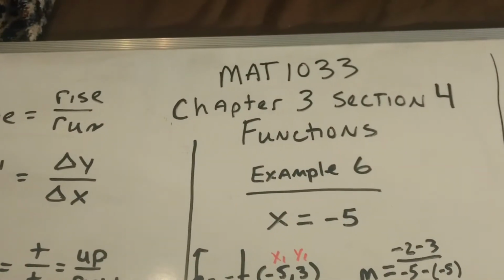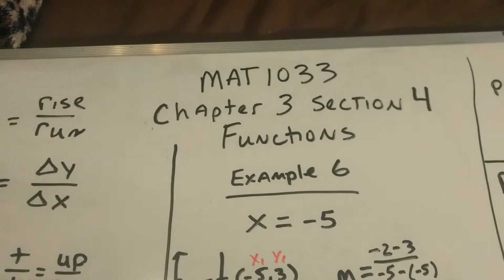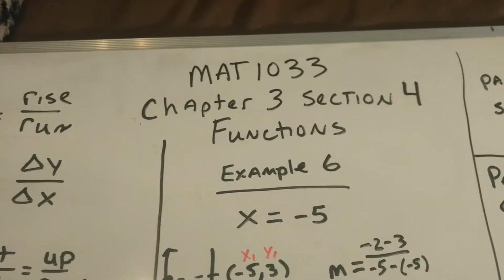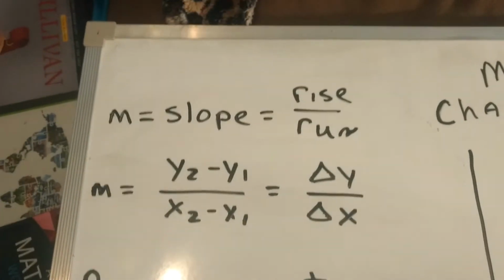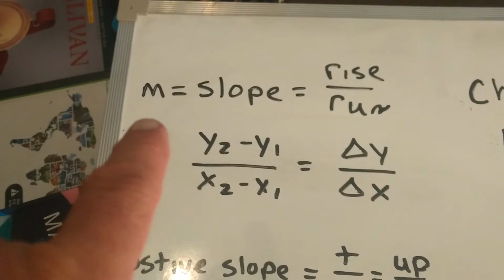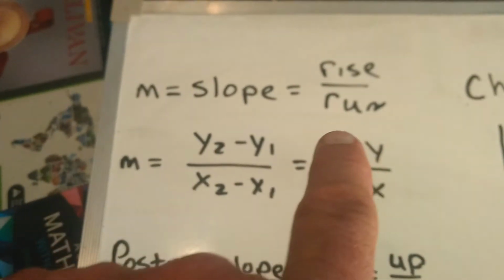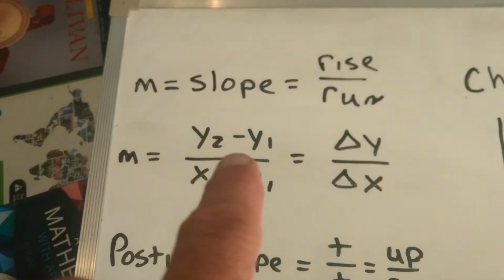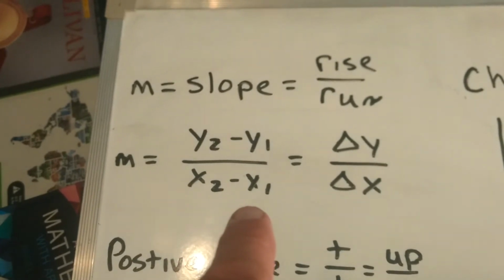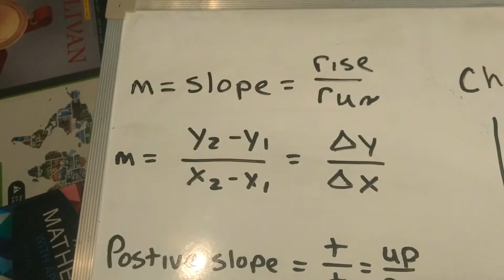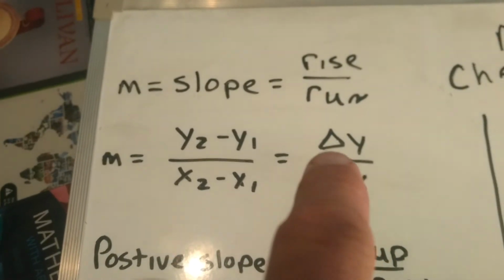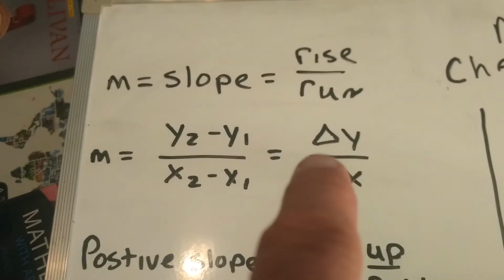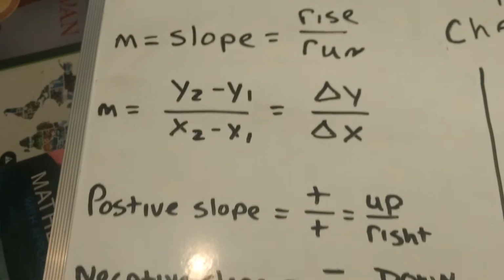At 1033, Chapter 3, Section 4, still dealing with functions, but this is dealing with slope. First of all, slope is represented by the little m. It is rise over run. It is also y2 minus y1 over x2 minus x1, meaning you have to have two ordered pairs. Sometimes you'll see this as delta y over delta x. Delta means change in, so this is change in y over change in x.